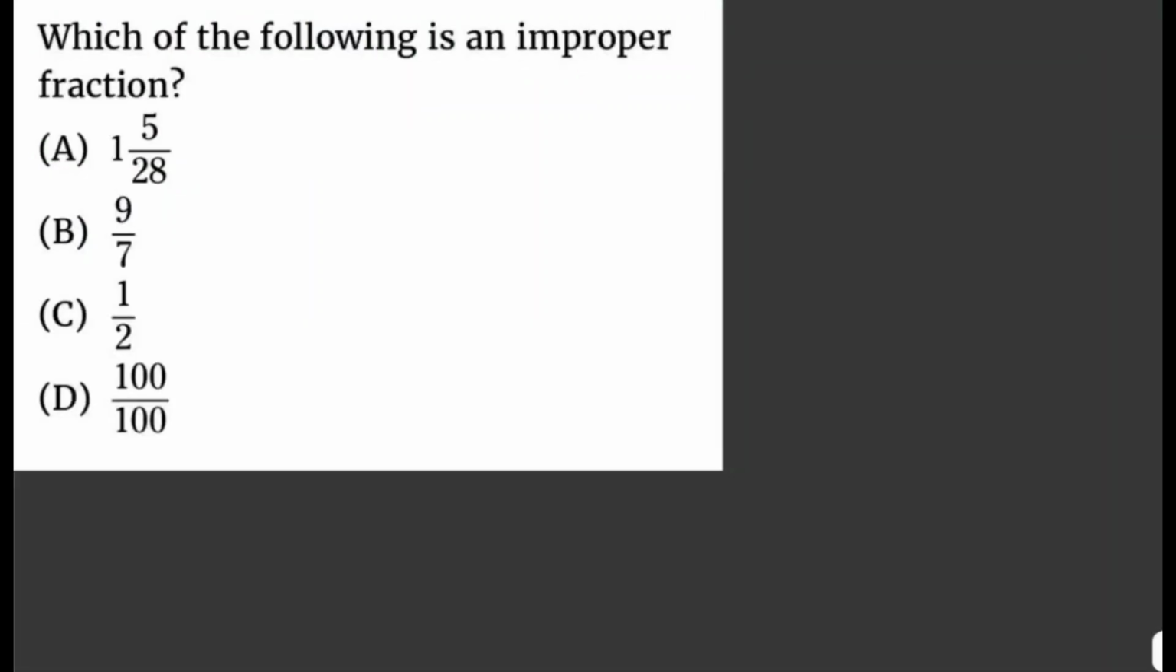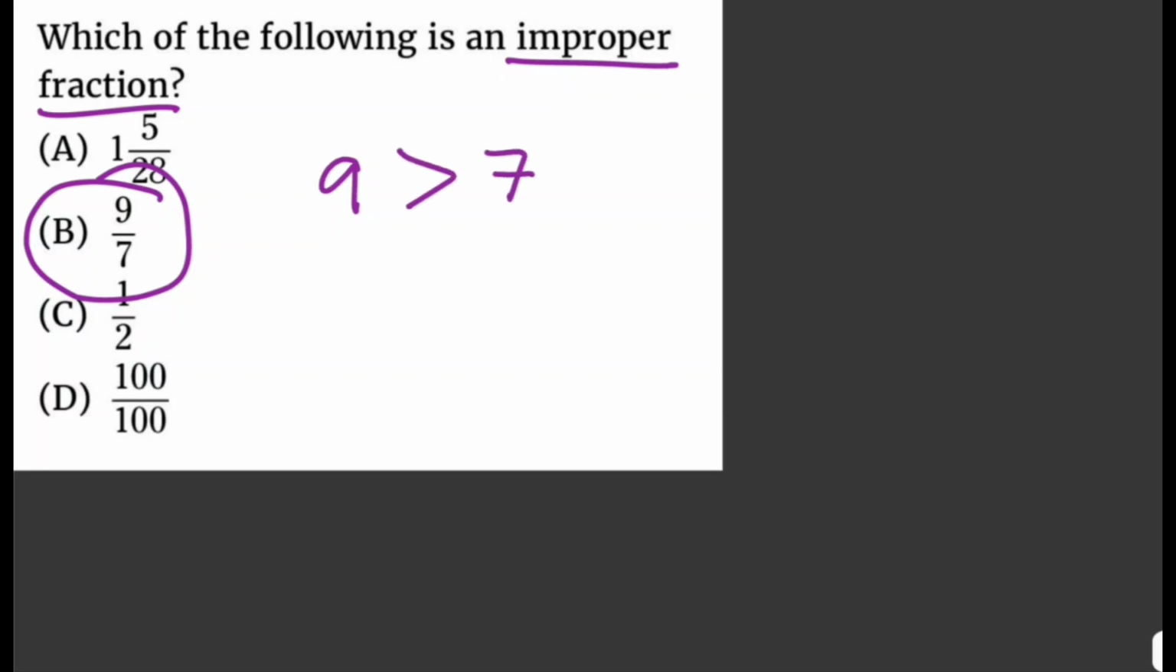Which of the following is an improper fraction? So what is an improper fraction? An improper fraction is a fraction in which the numerator, or the top number, is larger than the denominator, or the bottom number. So which of the choices here has a numerator greater than its denominator? The answer should be letter B, because 9 here is greater than 7.